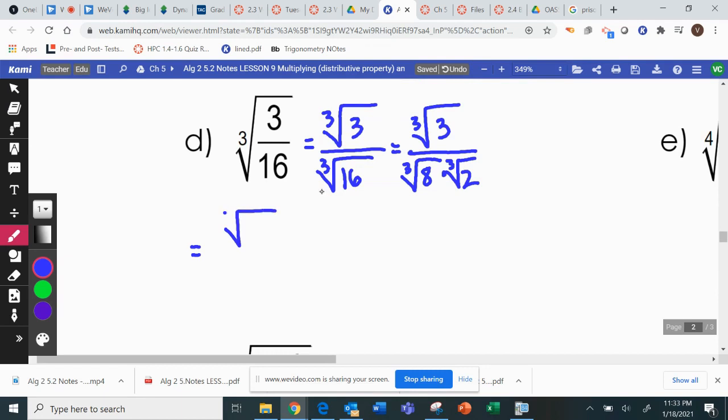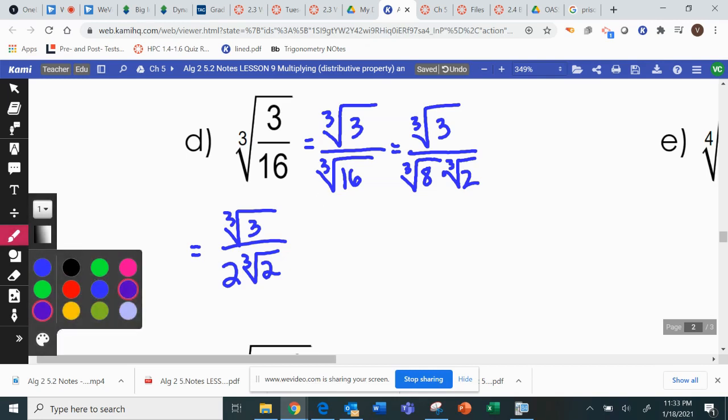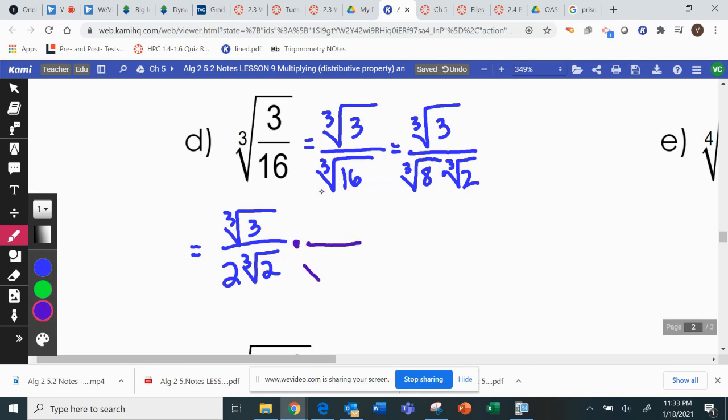So I have the cube root of 3 over, this becomes 2 cube root 2. So after simplifying this, I still have a radical in the denominator. So what I'm going to do is multiply by a value of 1, and it has to be a cube root because that is the radical that we are dealing with right now. It has to be a cube root.